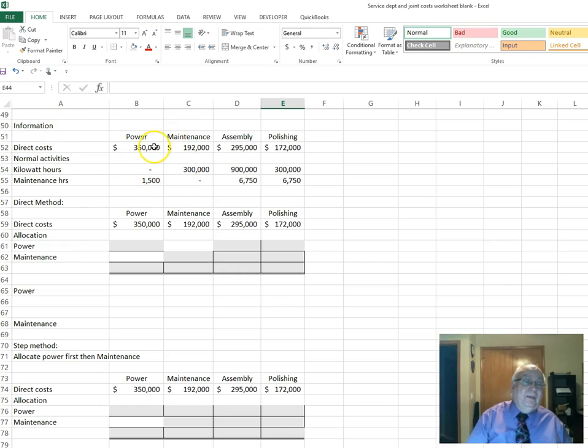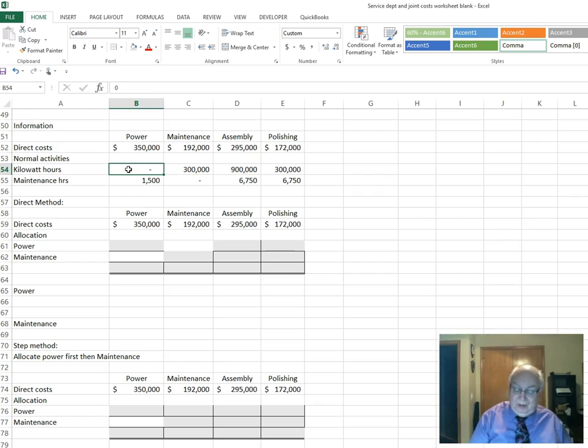We have a power department, maintenance department, assembly, and polishing. And there's my cost: 350, 192, 295, and 172. That's my overhead costs. Normal activities, power, because you don't have any kilowatt hours, because that's what it's generating. Maintenance uses 300,000 kilowatt hours in this time period, which may be a year. Assembly uses 900,000, and polishing uses 300,000. And for the maintenance hours, power uses 1,500 maintenance hours, 6,750 each for assembly and polishing. Okay, so remember, we're going to allocate by direct method.